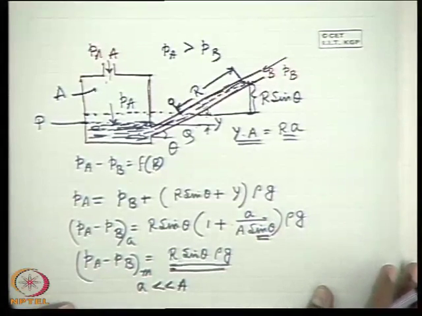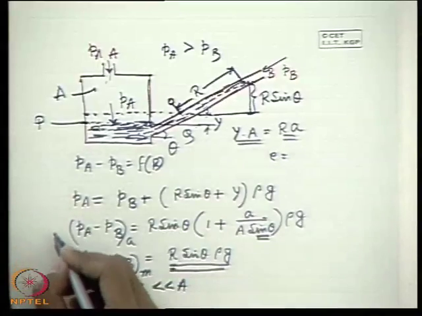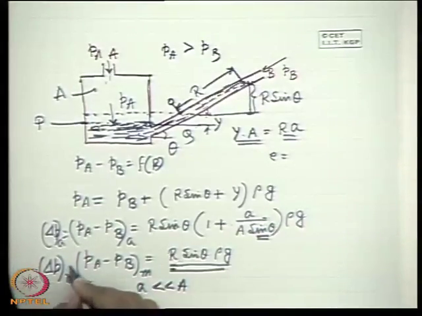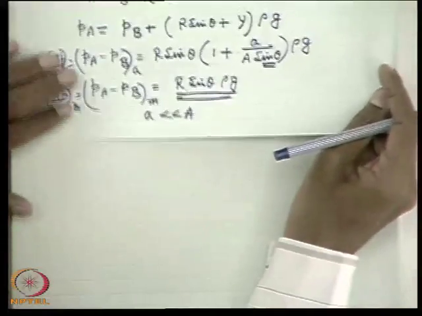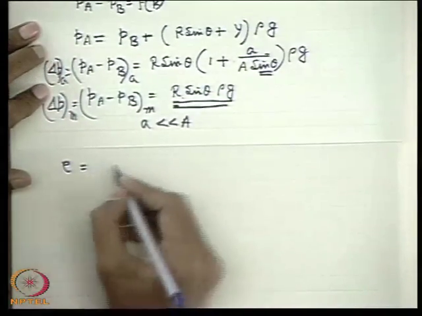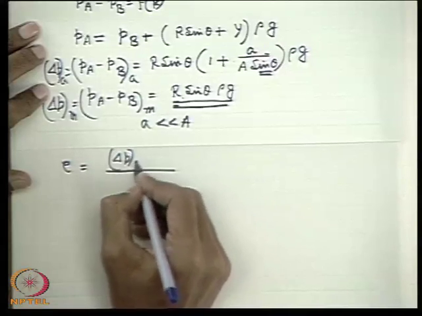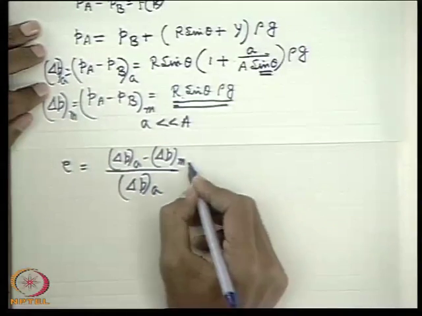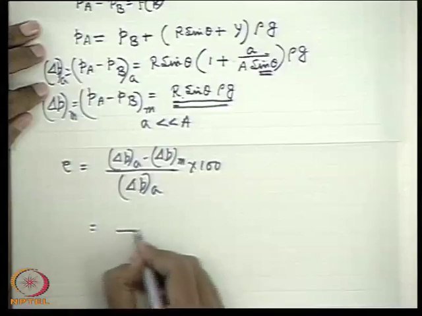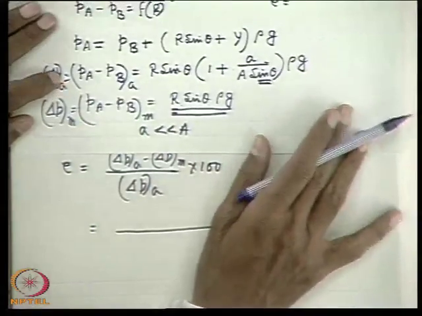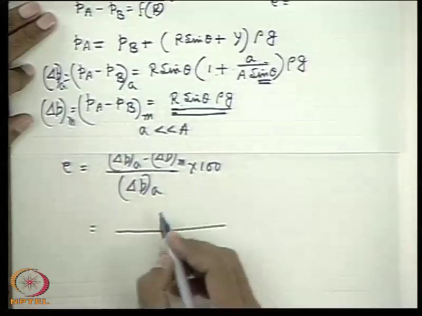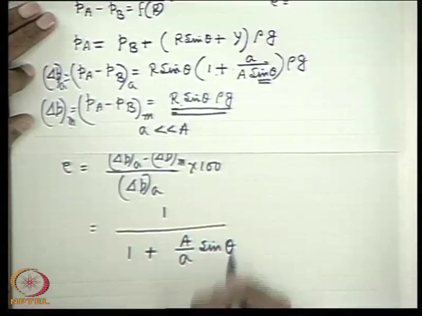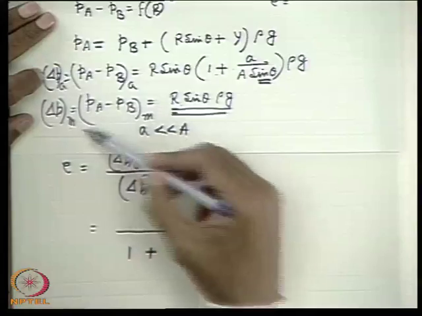Now the problem is to find the error. Let this be delta P actual and this delta P measured. If we define the error E in terms of percentage, E is equal to delta P actual minus delta P measured divided by delta P actual, times 100. If you work this out with simple algebra, this will be 1 by 1 plus A by a, that is delta P actual minus delta P measured.